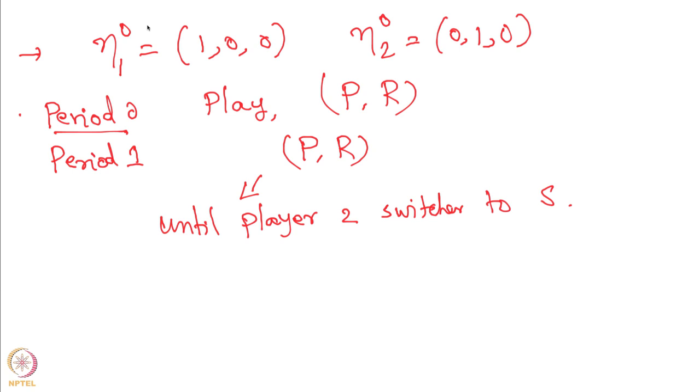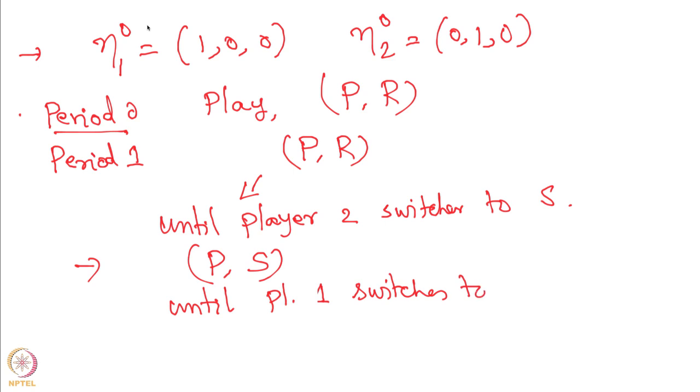So I would like you to write down the arguments. Initially, because of these beliefs, PR will be played, and it will be played for certain periods until player 2 switches to yes. Once player 2 switches to yes, play continues with PS until player 1 switches to R for some number of periods again, and then it goes to RS. Again it continues until player 2 switches to P.